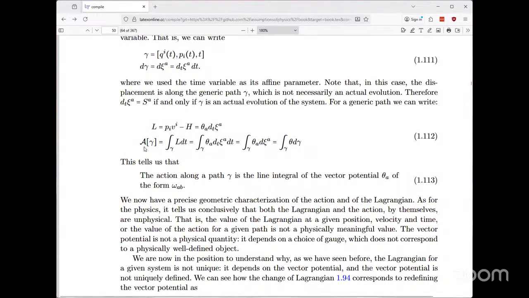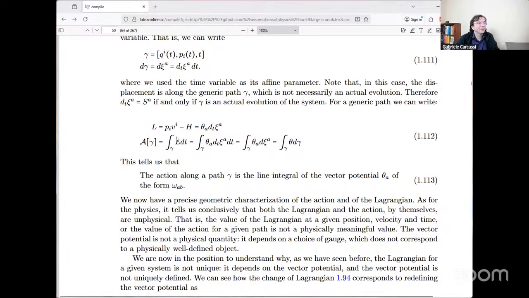We now have a precise geometric characterization of the action and the Lagrangian. As for the physics, it tells us conclusively that both the Lagrangian and the action by themselves are unphysical. That is, the value of the Lagrangian at a given position, velocity, and time, or the value of the action for a given path, is not a physically meaningful value. The vector potential is not a physical quantity. It depends on a choice of gauge, which does not correspond to a physically well-defined object.